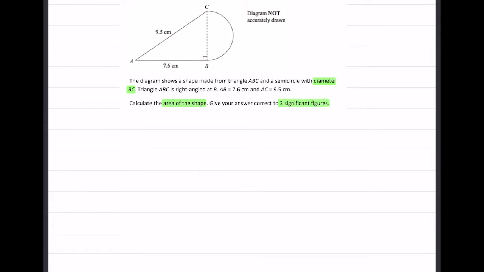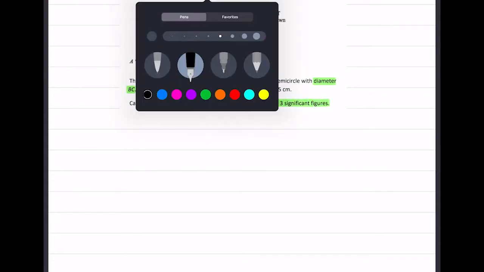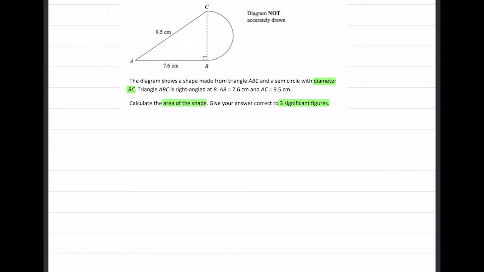Alright, so we are calculating the area of the shape, and this shape is broken up into two parts. So we have part 1, which is a triangle, and part 2, which is a semicircle. So that means that we would need to calculate the area of the triangle, the area of the semicircle, and add them together. So this is a combined area that we're going to add together, as opposed to the previous question, which was shaded area, where we subtract from each other.